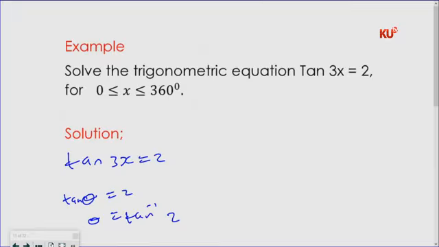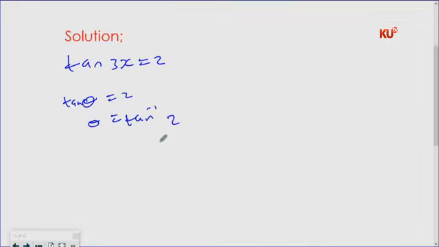So you shift tan, it will get you to tan inverse of 2. What are you getting? You get 63.43 degrees. That is my tan inverse of 2.